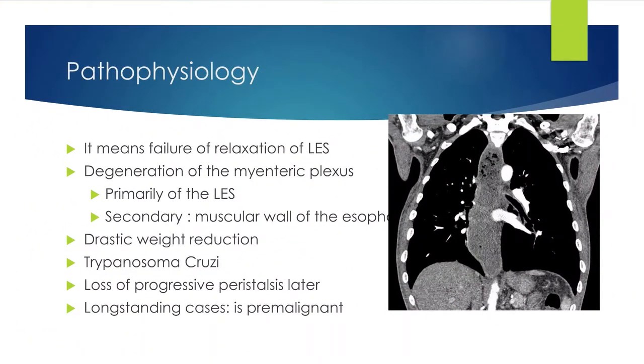We will start with the pathophysiology of this condition. So the name achalasia means failure of relaxation, and here it's failure of relaxation of the lower esophageal sphincter. This happens as a result of degenerative changes in the myenteric plexus, which sits between the circular and the longitudinal layers of muscles in the esophageal wall. The disease seems to start with the myenteric plexus of the lower esophageal sphincter, and then it will progress with time to involve the muscular wall of the esophagus.